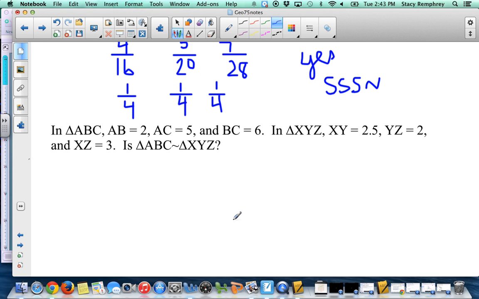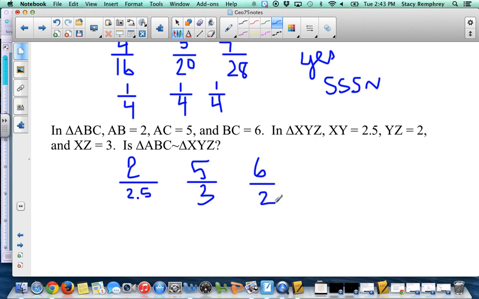In the next one, they give us the sides, but notice the difference here. They're asking us, is triangle ABC similar to triangle XYZ? Now, because they've set up the similarity for us, we have to use the corresponding parts they are using. So I have to make sure that AB, which is 2, corresponds with XY, which is 2.5. AC, which is 5, according to this similarity statement, should correspond with XZ, which is 3. And BC here should correspond with YZ.